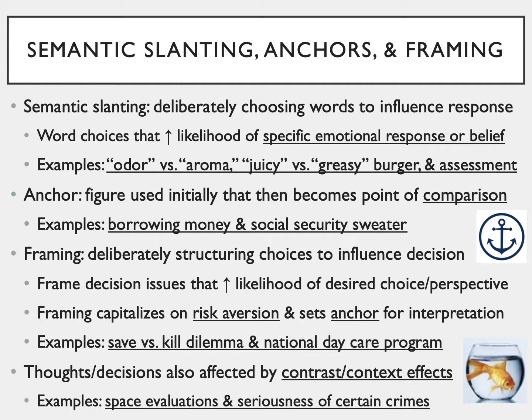The students who were given the option between 200 people will be saved and a 1/3 probability that 600 people will be saved and a 2/3 probability that no people will be saved, 72% chose 1, 200 people will be saved. In the second group, who were given the second two choices, 400 people will die versus a 1/3 probability that nobody will die and a 2/3 probability that 600 people will die, 78% chose 2, the 1/3 probability that nobody will die and a 2/3 probability that 600 people will die.